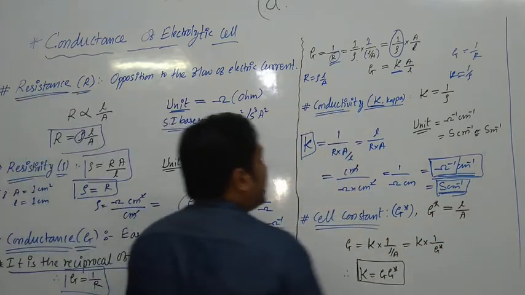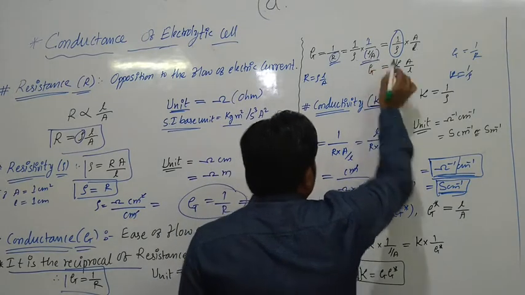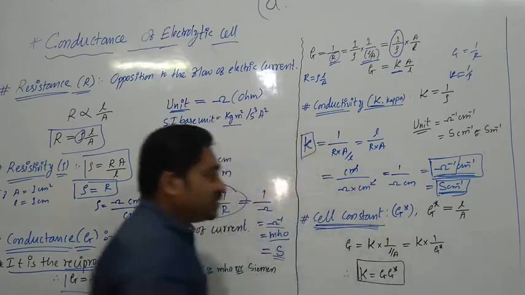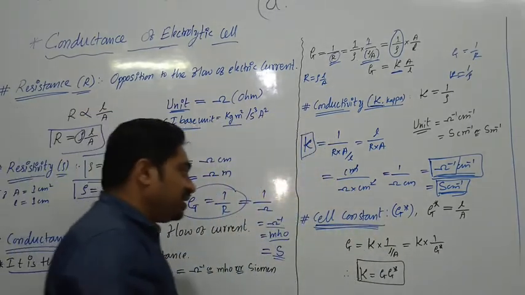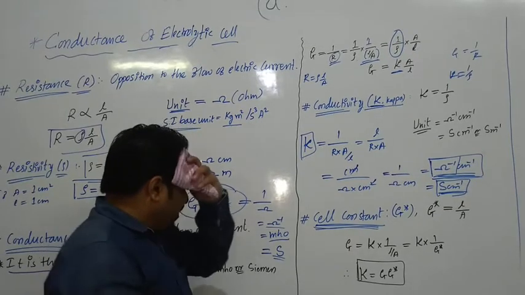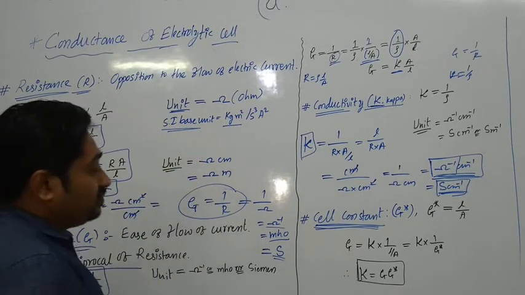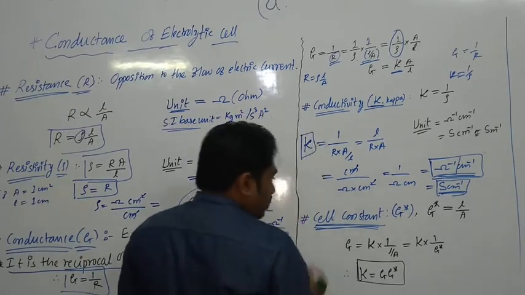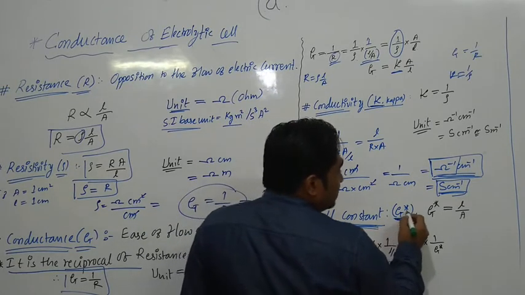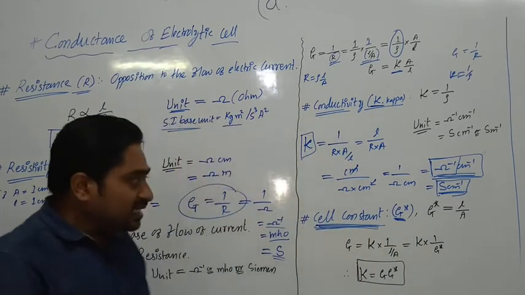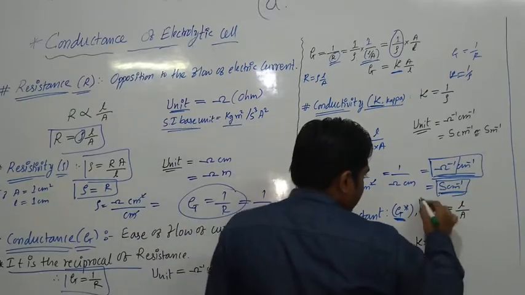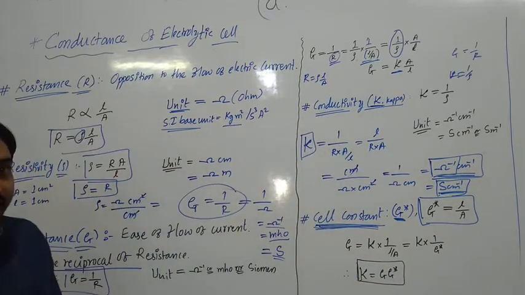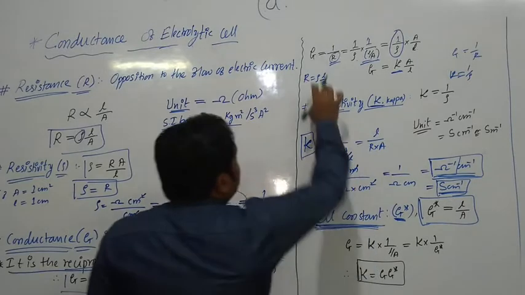Next, as I already told, L by A is also an important component. That L by A is called the cell constant. It is very important. By calculating the value of L by A, we can understand the other parameters of the electrolytic cell. The symbol of the cell constant is G star. G star is equal to L by A. Simply, it is constant, L is constant, A is constant. So now consider this equation.